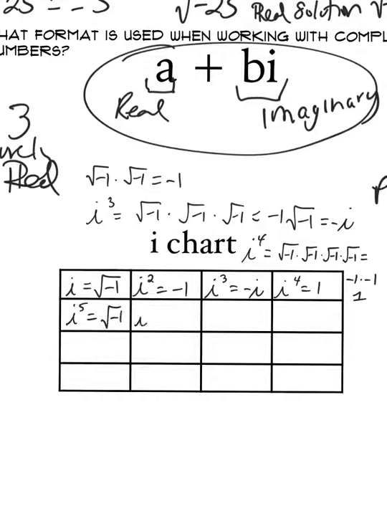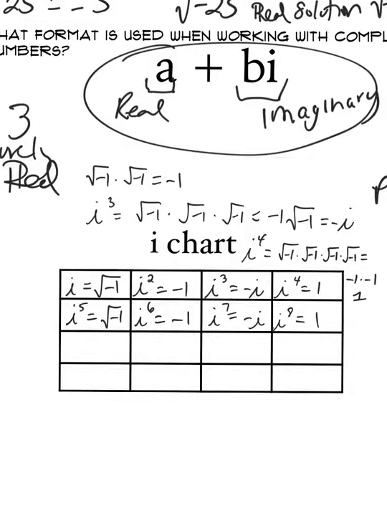i to the 6th power, once you work it out, is going to give you negative 1. i to the 7th power is going to give you negative i, and i to the 8th power is going to give you 1. Maybe you're noticing that there is a pattern here, and that the pattern is that there is a cycle. Every 4th power, you will reset to the beginning again.